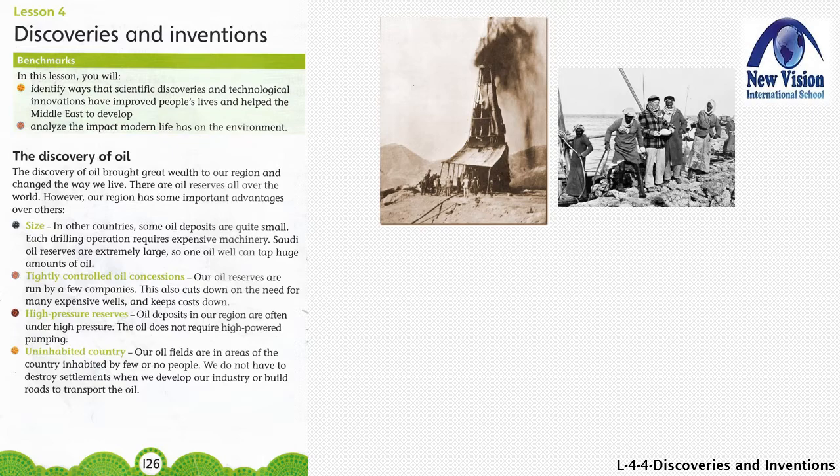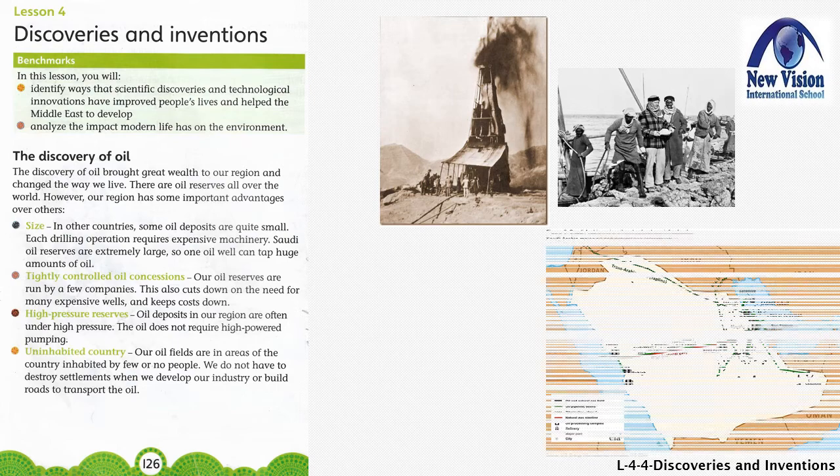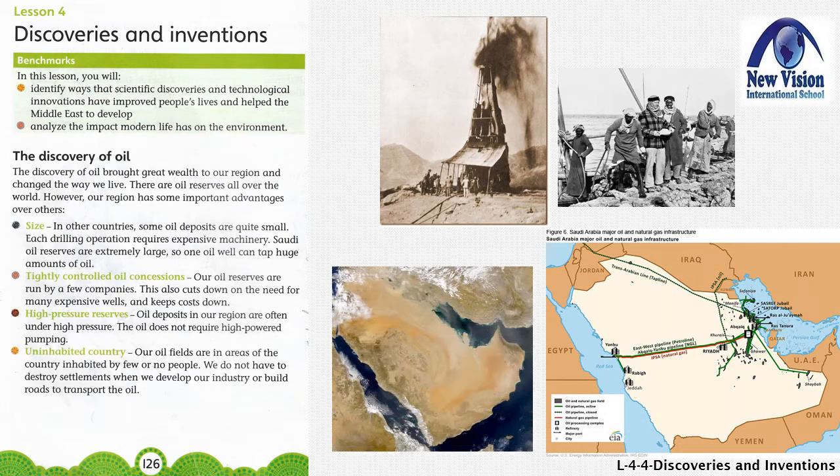Tightly controlled oil concessions: our oil reserves are run by a few companies. This also cuts down on the need for many expensive wells, and keeps costs down. High pressure reserves: oil deposits in our region are often under high pressure. The oil does not require high-powered pumping. Uninhabited country: our oil fields are in areas of the country inhabited by few or no people. We do not have to destroy settlements when we develop our industry or build roads to transport the oil. Okay, my dear students, don't forget to highlight the important sentences from this page.